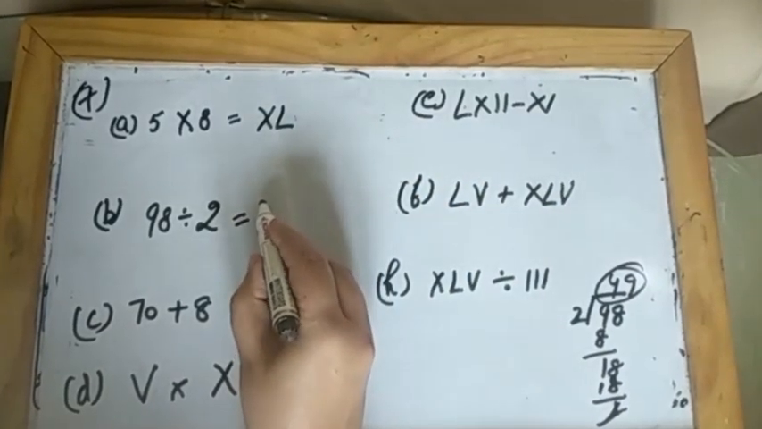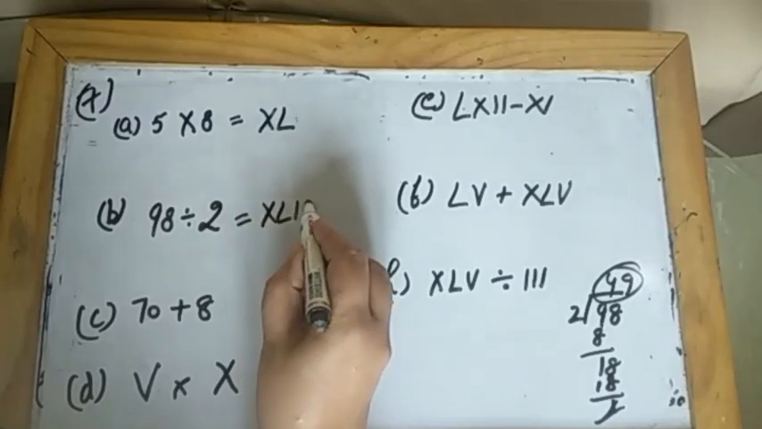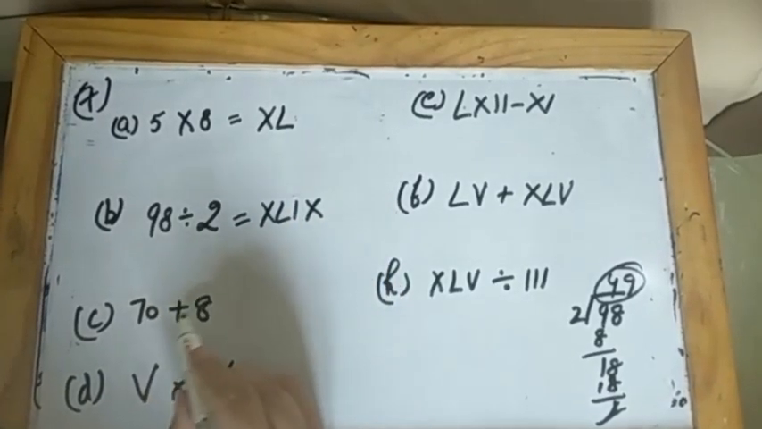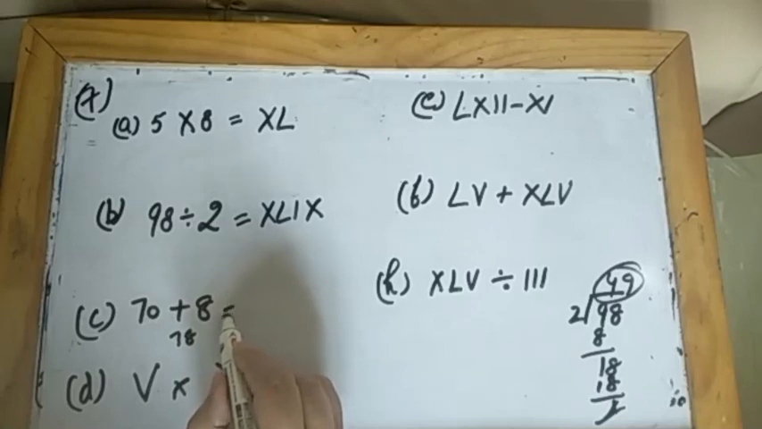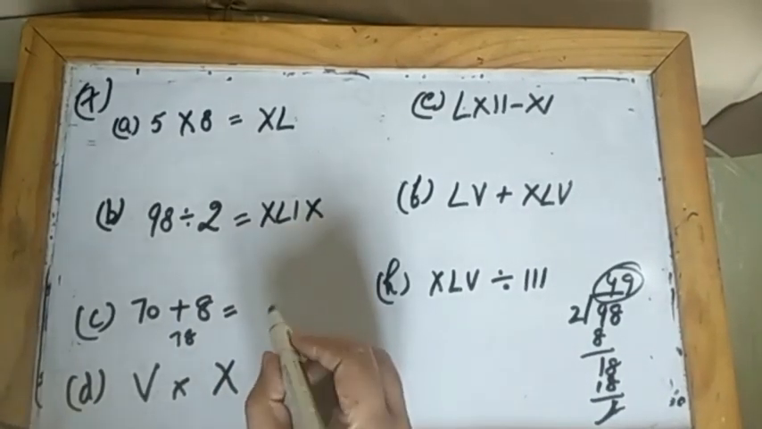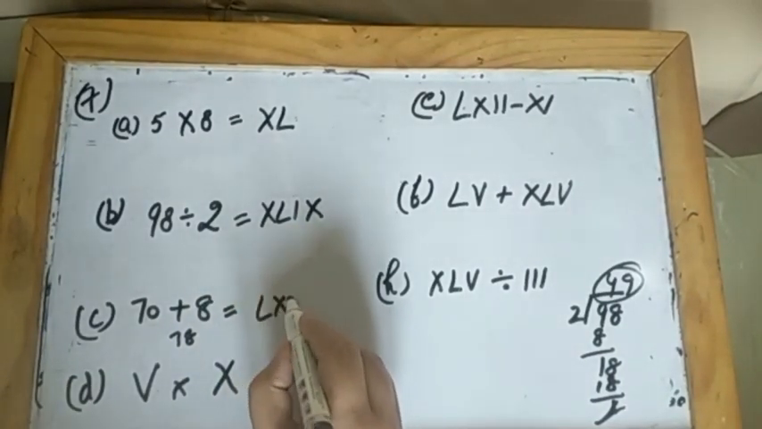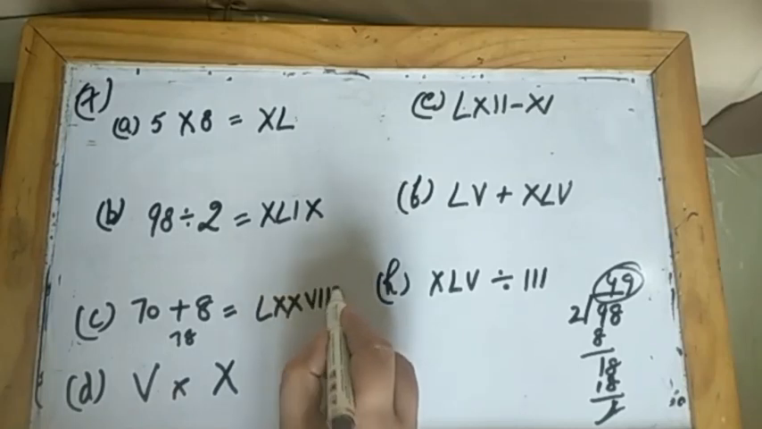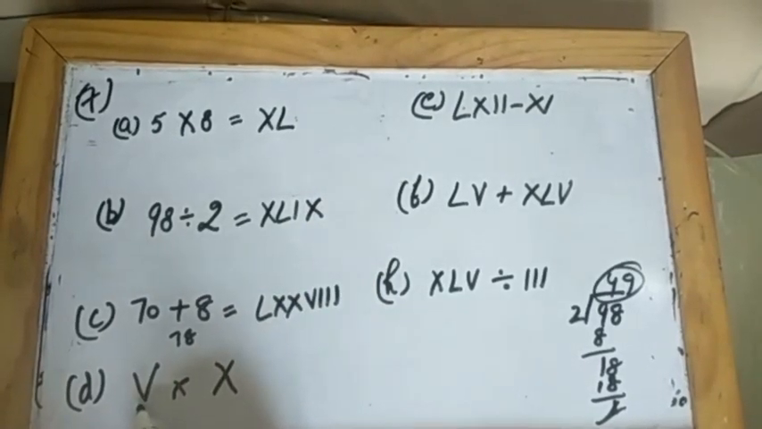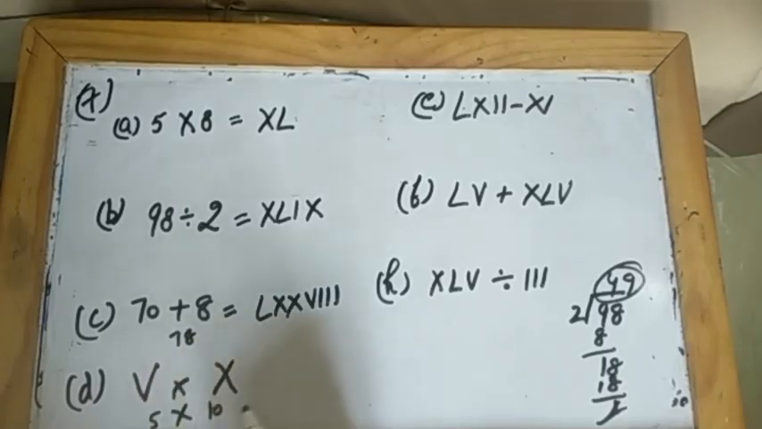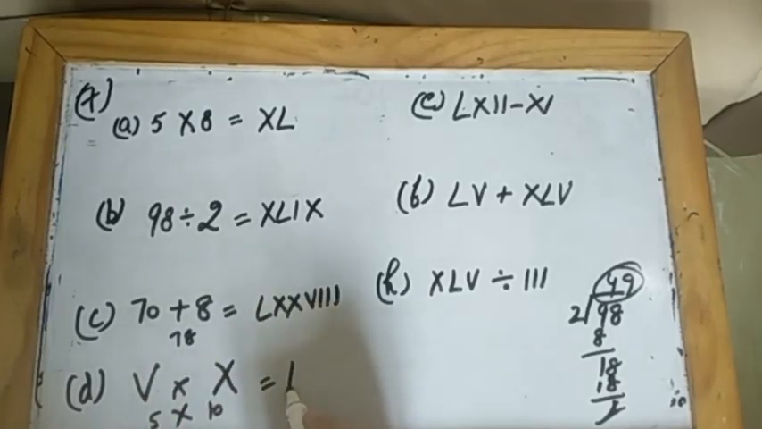So how will you write 49? 40 and 9. Then 70 plus 8 becomes 78. Now how will you write 78? 50, 60, 70 and 8. Now this is V multiplied by 10, which means 5 multiplied by 10. That is 50. So how do you write 50?